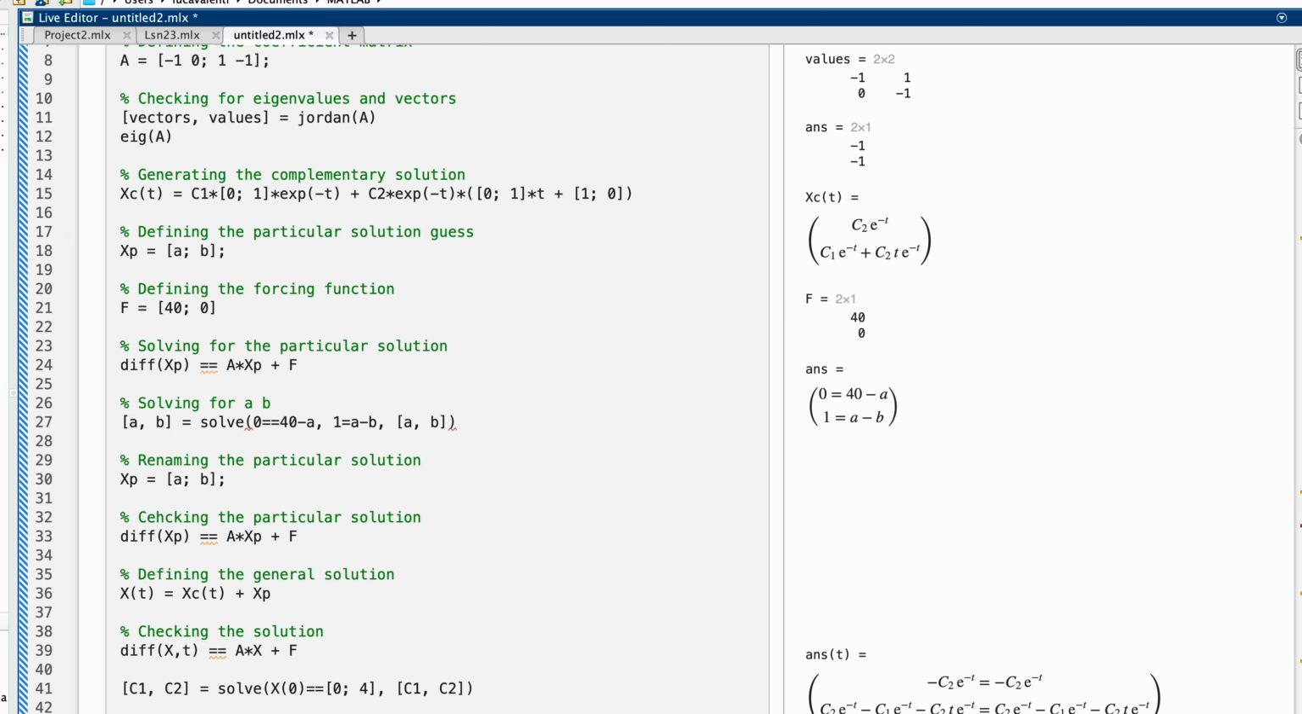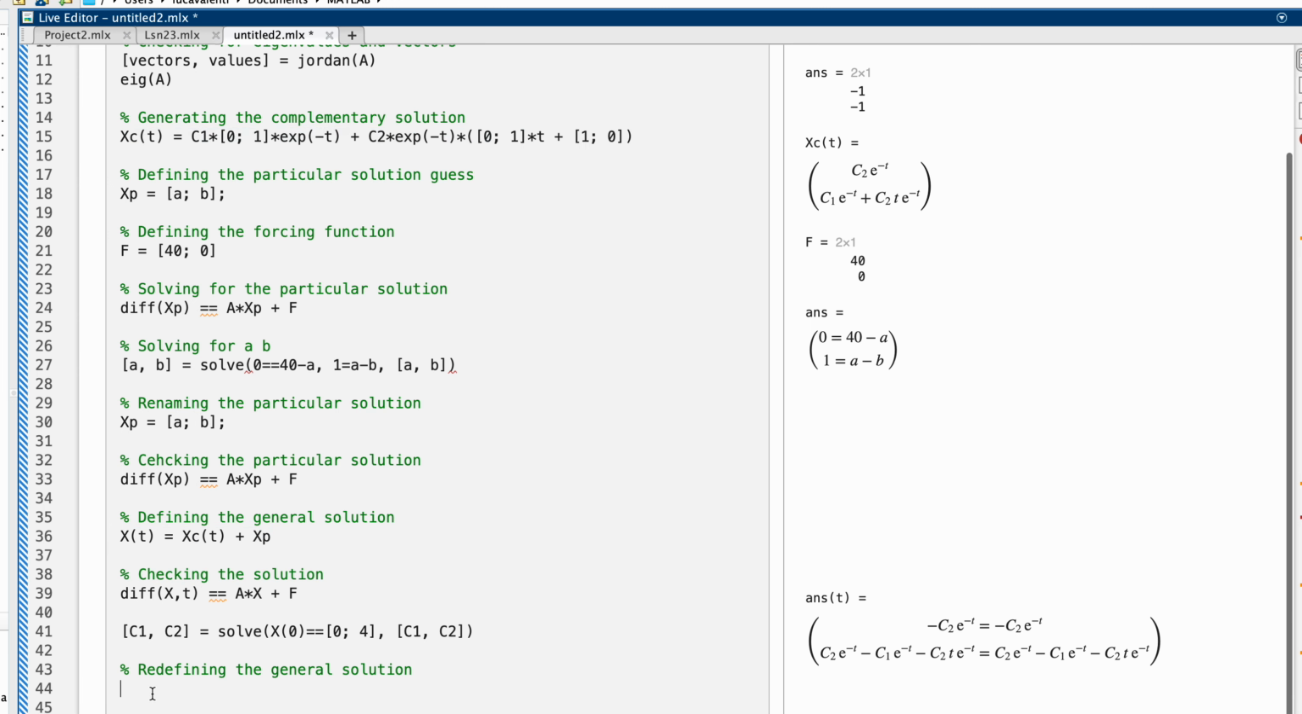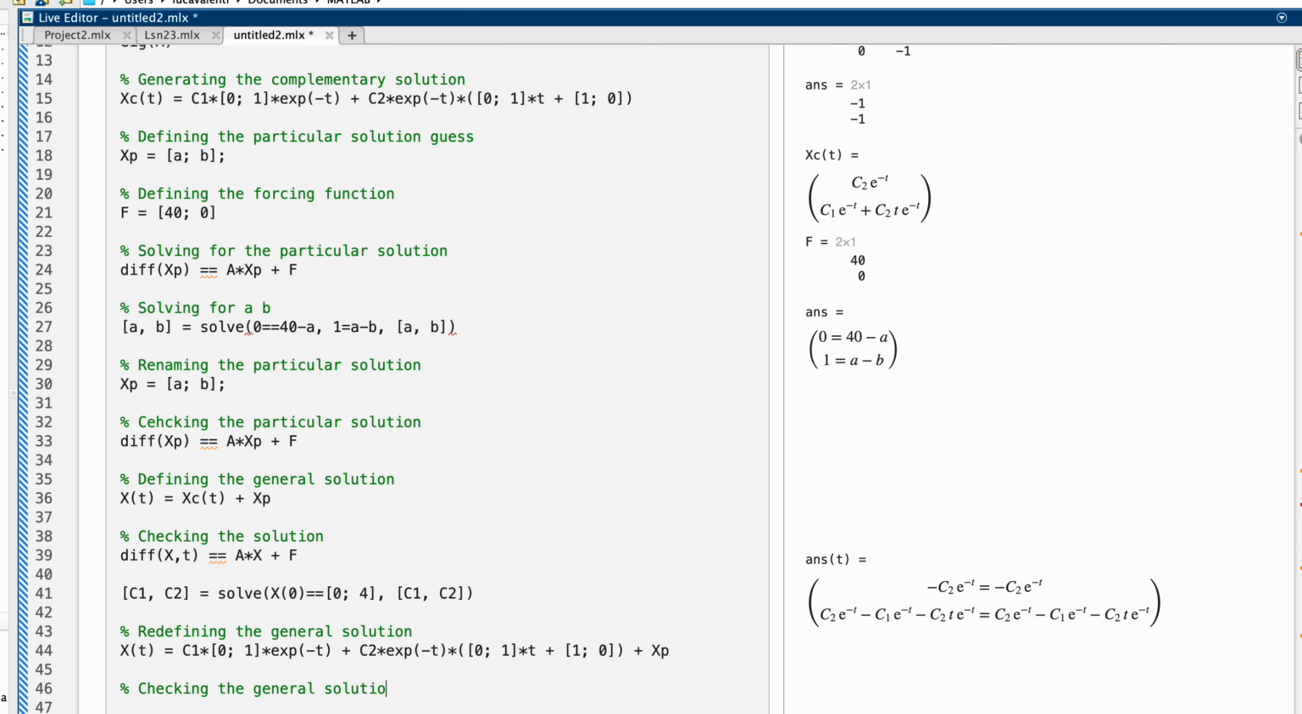And so then I can redefine the general solution, and that's going to be, again, this. Well, I'm going to have to write this plus our xp, because if I had just written this, it might have worked because we changed what C1 and C2 are. But just to be sure, now we know what C2 and C1 are, and now we want to check the general solution. So we do what we do usually.